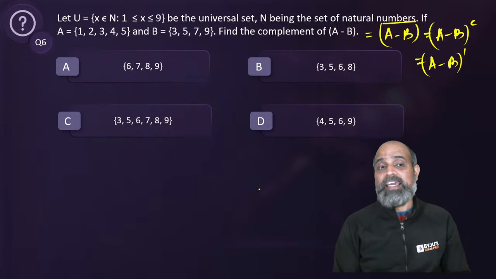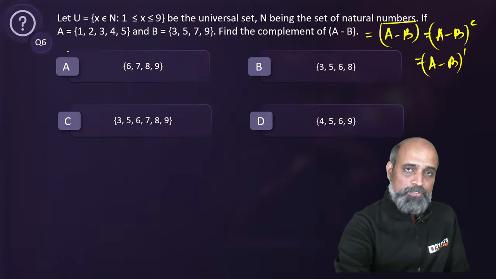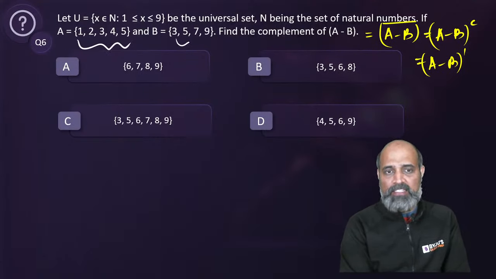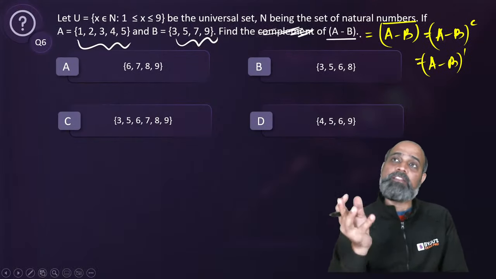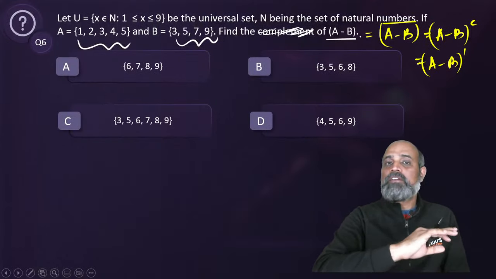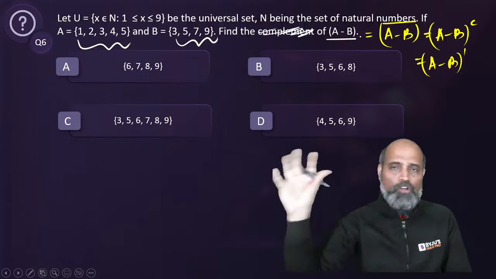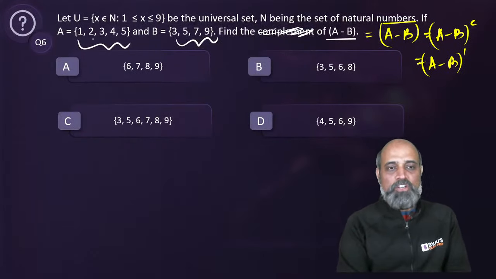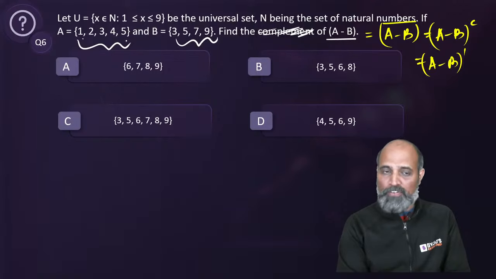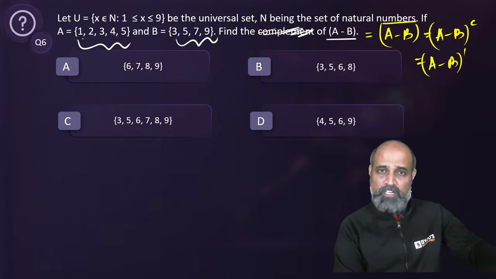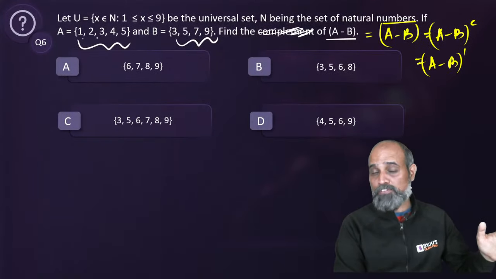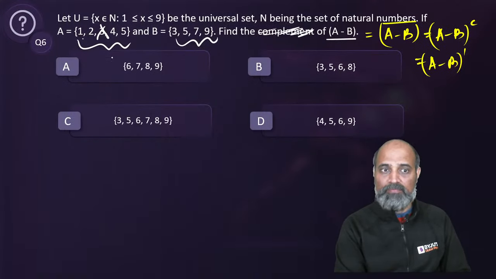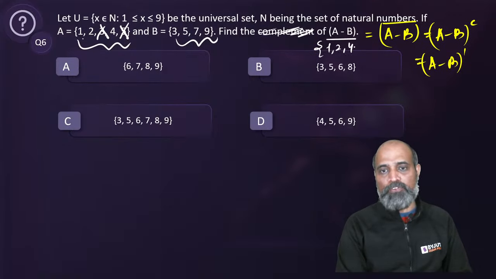So what do you mean by A minus B? I believe this will be pretty easy. This is A, this is B. Let's check A minus B first, ignoring the complement. A minus B means all those values in A which are only for A, not for B. A has 1, 2, 3, 4, 5. 1 is not in B, so I will keep 1 because 1 is exclusively for A. I will keep 2 because 2 is exclusively for A. I can't take 3, and similarly, I can't take 5. So A minus B is going to be 1, 2, and 4.